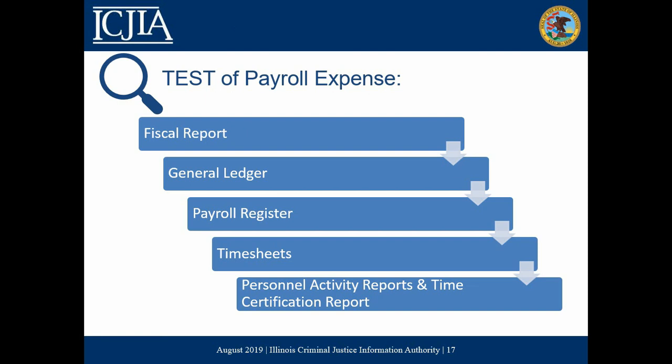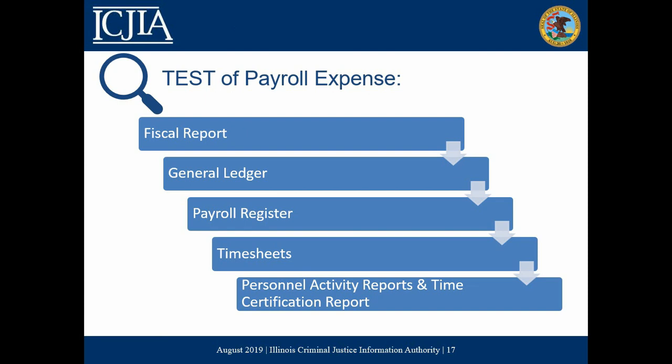Documentation testing begins with the fiscal report. We tie total payroll reimbursed to that reported in the general ledger. We agree the general ledger expense to the actual payments made to staff as reported in the payroll register. We verify the amount paid to the employee is supported by the total time worked per the timesheets, and we confirm the portion of time spent on grant activities as shown on the personnel activity reports and appropriate time certifications that are to be completed either quarterly or semi-annually.